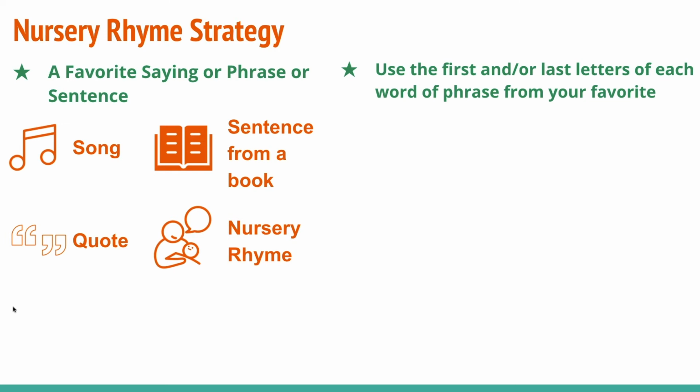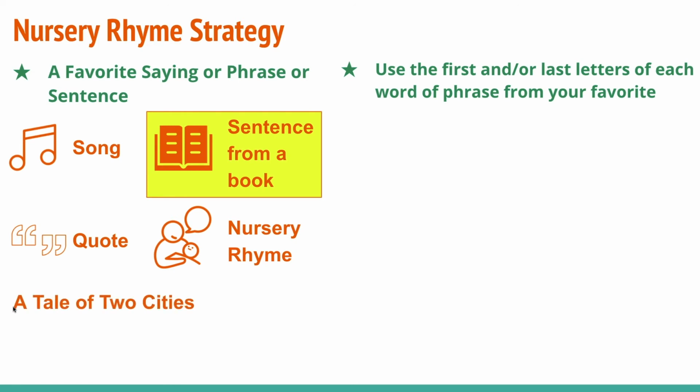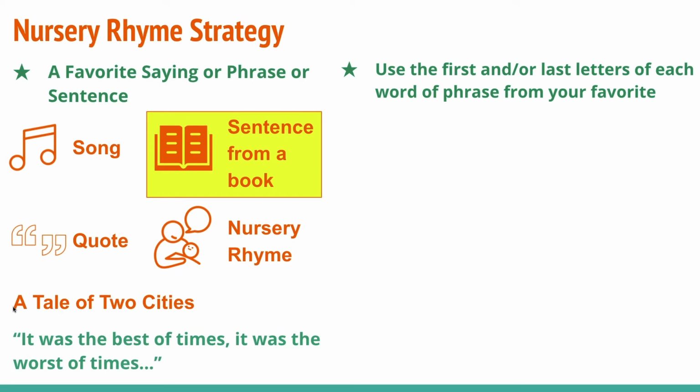So, for my password, I'm going to choose a favorite sentence from a book. I will choose a quote from Charles Dickens's book, A Tale of Two Cities, and the sentence will be, "It was the best of times, it was the worst of times." Now, I'll write out the password phrase using the first letters, IWTBOT.